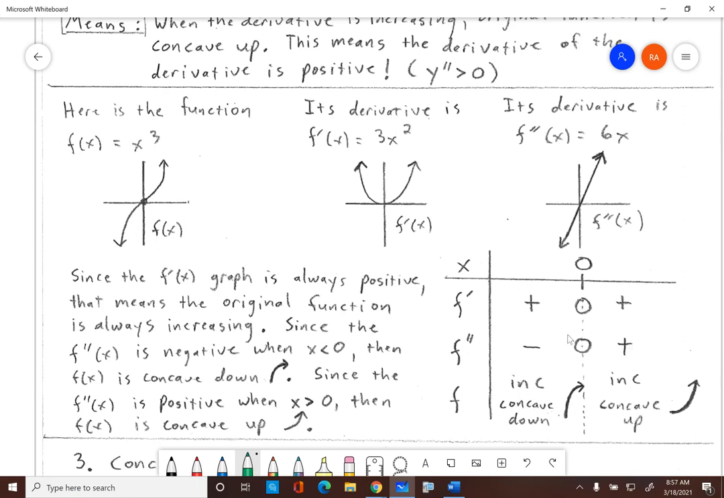When the second derivative is positive, the original function is concave up. So I'm seeing that switch here. I'm seeing the second derivative change from negative to positive. So the original function goes from concave down to concave up.